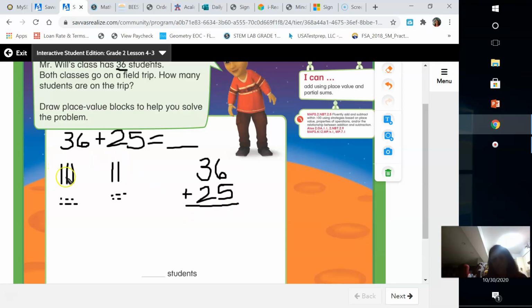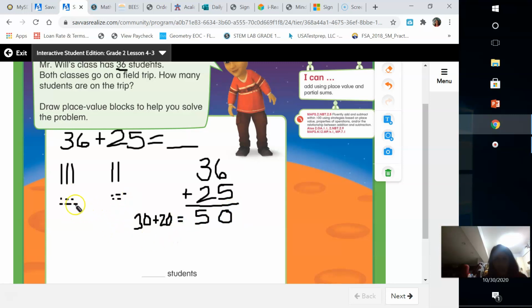Remember now, they're tens. Okay, so we have 30 tens. 3 tens, which is 30, plus 2 tens, which is 20. How much is that? 50. 5 tens, 0 ones. Okay, that's our first partial sum.